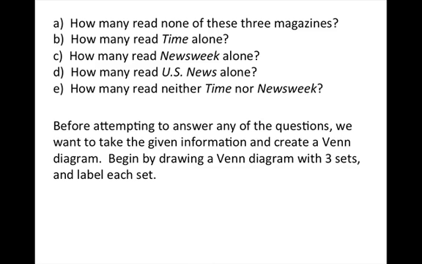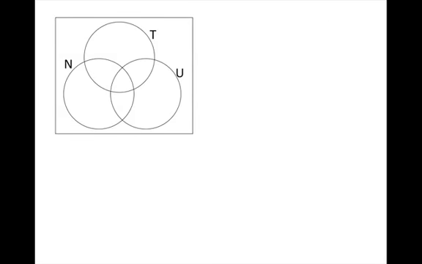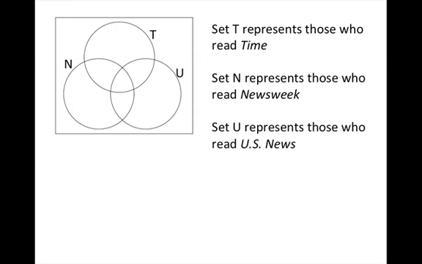And since we have 3 sets, we're going to draw 3 circles in the Venn diagram. And if you notice, there were students that read all 3, so I need these 3 circles to all overlap. You can label the circles with any variables you want. I just picked N, T, and U that correspond with the names of the magazines. That's easier to use. So set T represents those that read Time, N represents those that read Newsweek, and U represents those that read U.S. News.